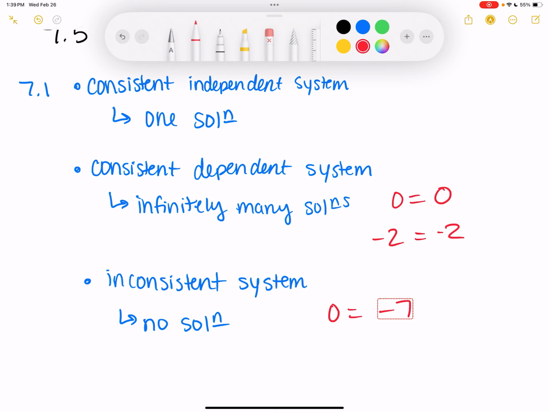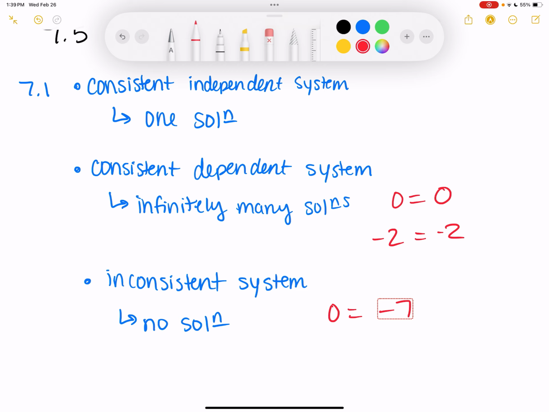When we answer these, if it's infinitely many solutions, you will write infinitely many solutions, and then say it's consistent and dependent. If there's no solution, you would write that it's inconsistent. You have to have both of these things that I have written. They go together. Does that make sense? Okay.